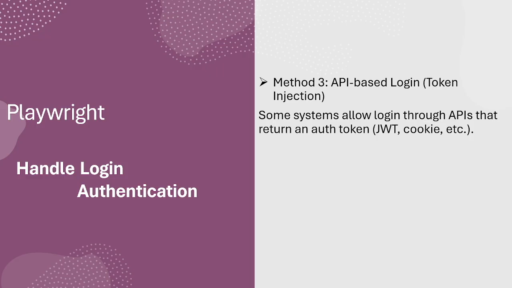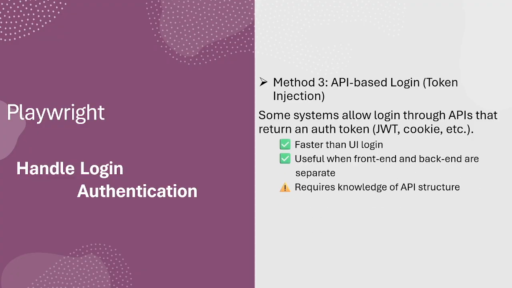Method 3: API-based login with token injection. Some systems allow login through APIs that return an authentication token. It's faster than UI login and useful when the front end and back end are separate, but it requires knowledge of the API structure. Method 4: token-based authentication. Best practice.